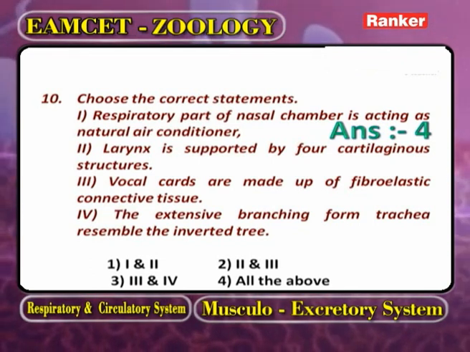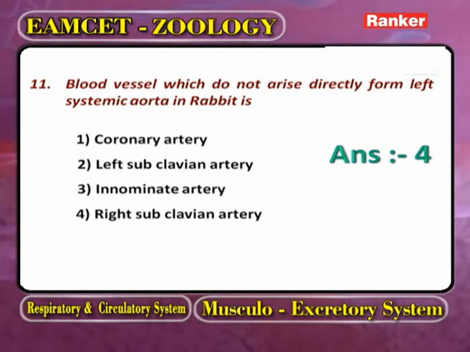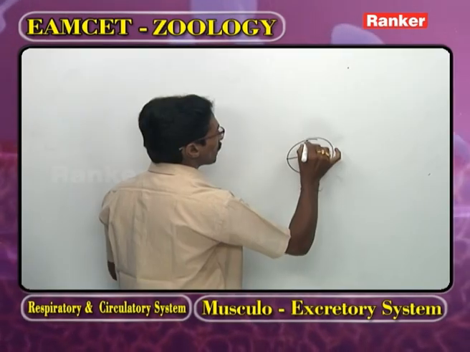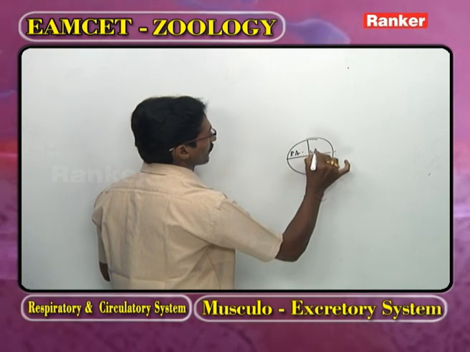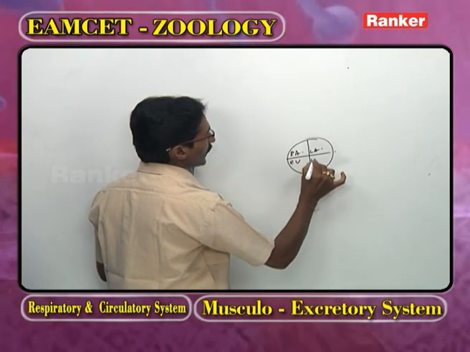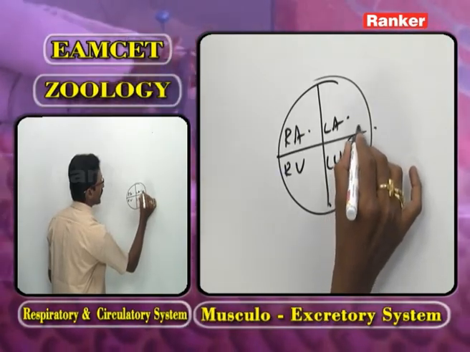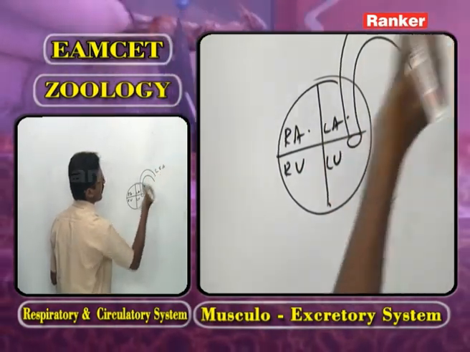The next question: blood vessel which do not arise directly from the left systemic arch. Now this is the 4-chambered heart. This is right atrium, this is left atrium, right ventricle and left ventricle. Now from the anterior part of left ventricle, the left systemic arch arises. This is left systemic arch.